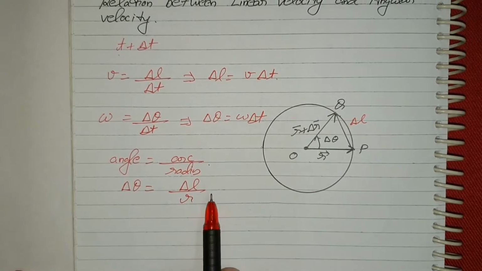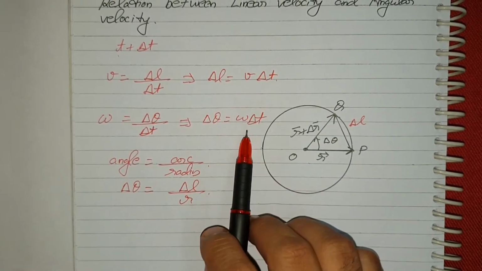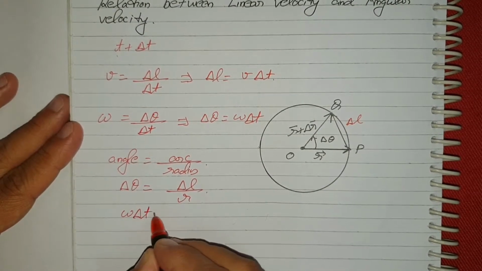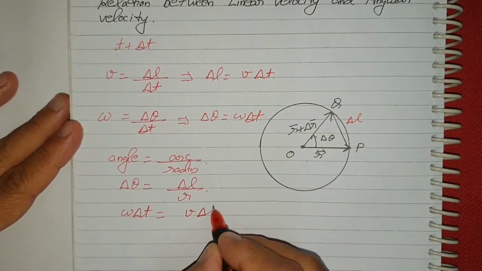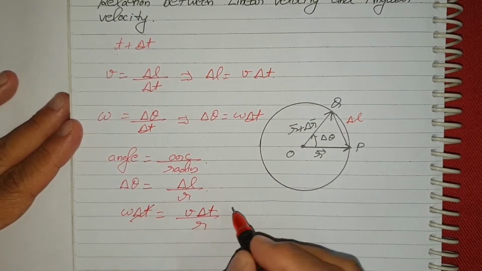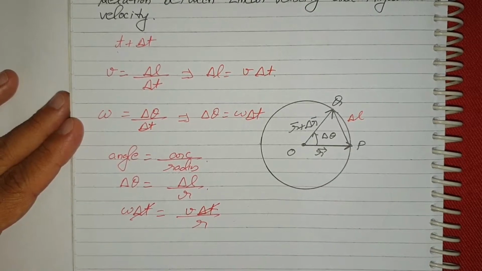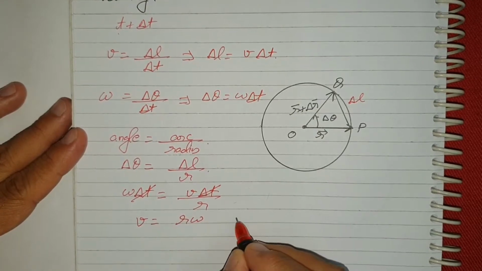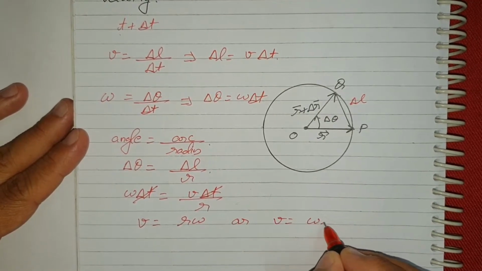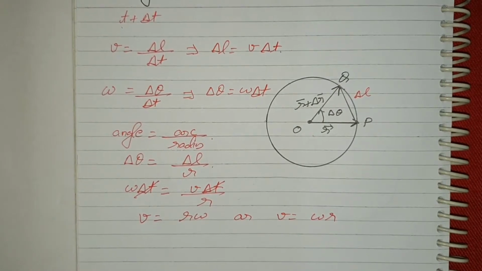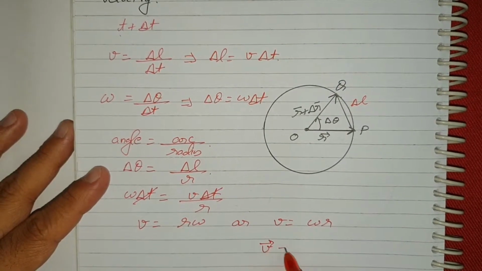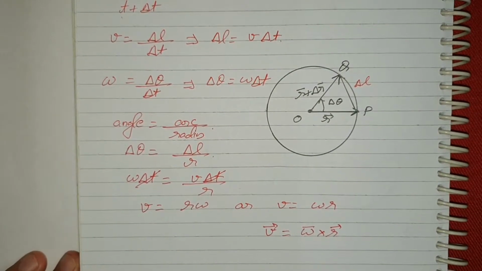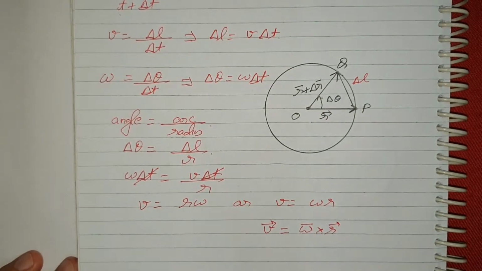Now substitute the value of delta L and delta theta from here. Now what is delta theta? It is omega delta t, that is equal to V delta t by R. So we cancel, and by cross multiplication we get V equals R omega, or you can write V equals omega R, that's the same thing. Now in the vector notation it is V equals omega cross R. So this is the relation between linear velocity and the angular velocity.